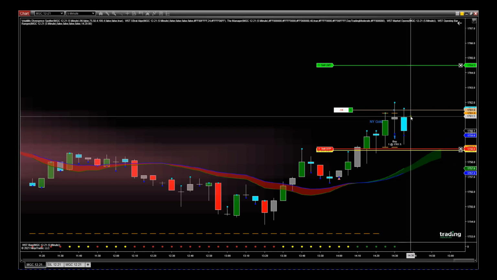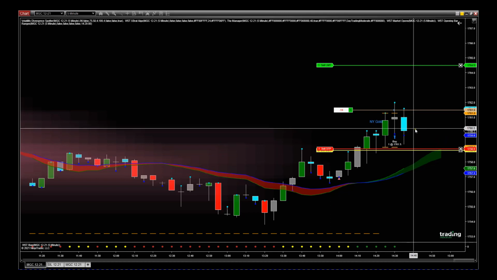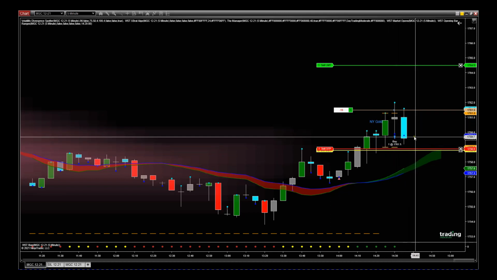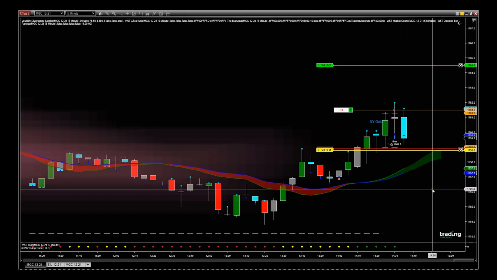This cyan candle at the moment is a down candle, but it's got less volume than the previous candle, and lower than average volume right now. Let's see what it does when it closes. So we've had an adverse reaction to that data, but it's not taken us out of the stop yet.